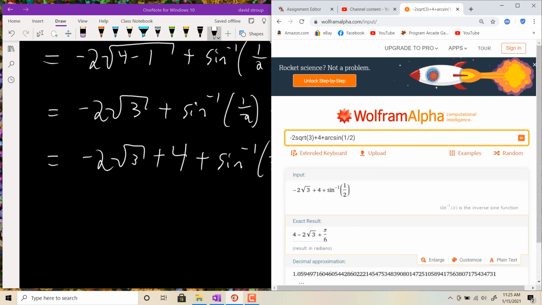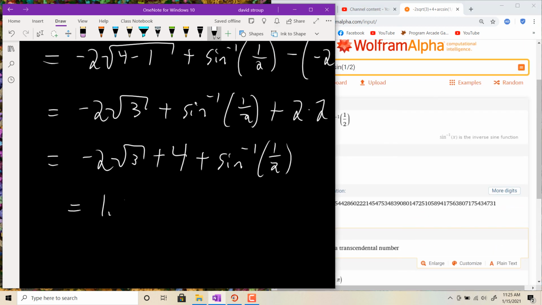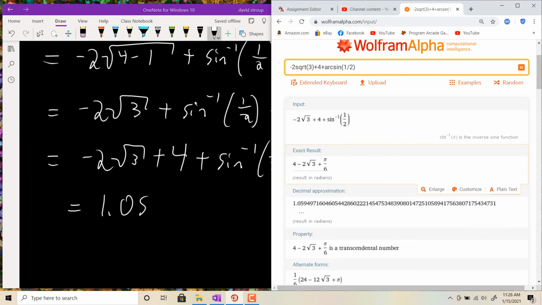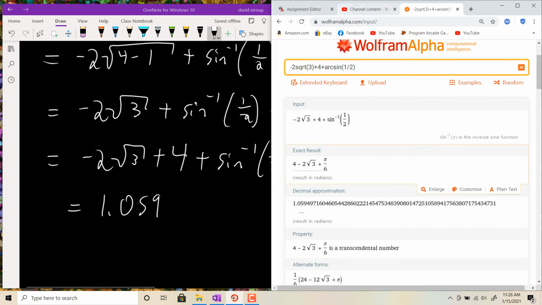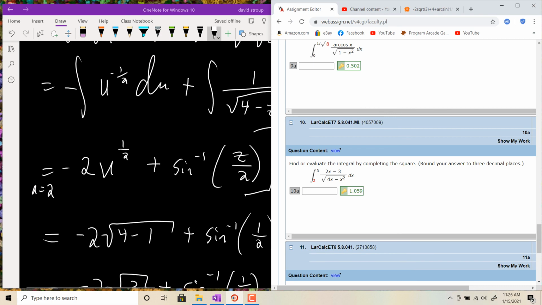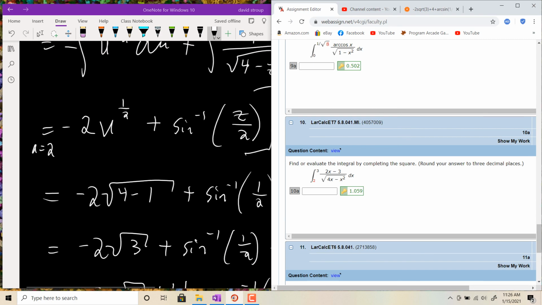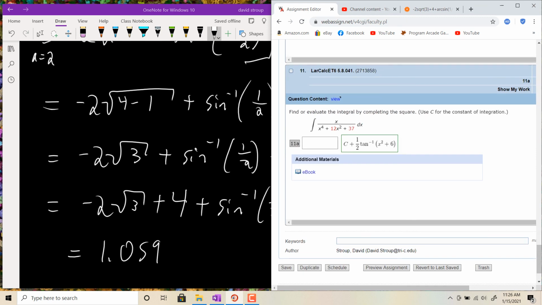And I'm getting 1.059. And yeah, 1.059, so we got it. Just took a little while. That was longer than I wanted to take, but there it is. Good stuff, right? So yeah, let's leave it at that. That was enough of a nightmare.